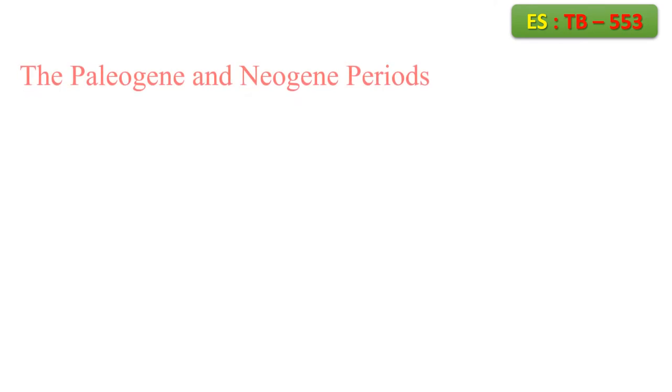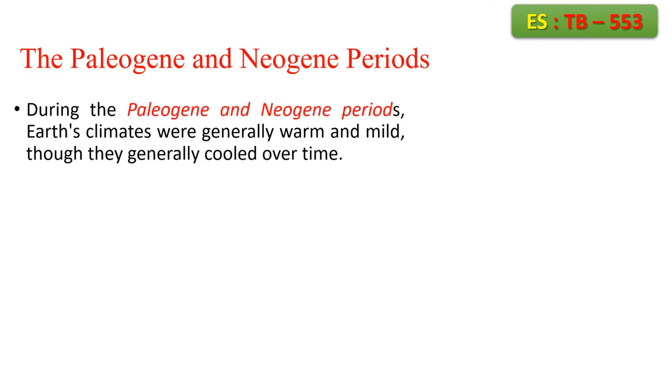Most of the two periods in the Cenozoic era are Paleogene and Neogene. Now let us discuss the Paleogene and Neogene periods. During the Paleogene and Neogene periods, Earth's climates were generally warm and mild, though they generally cooled over time.